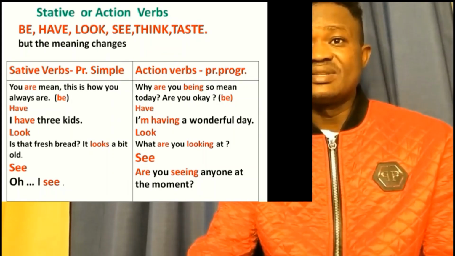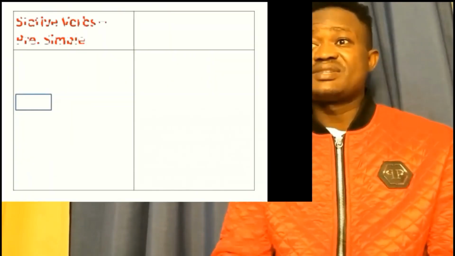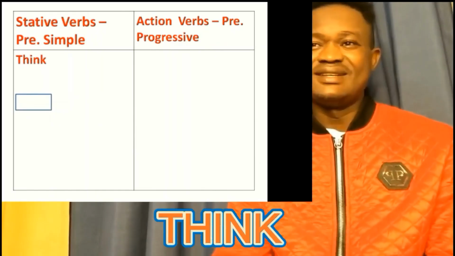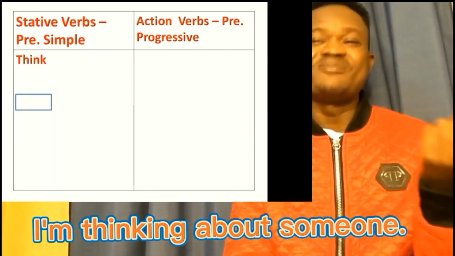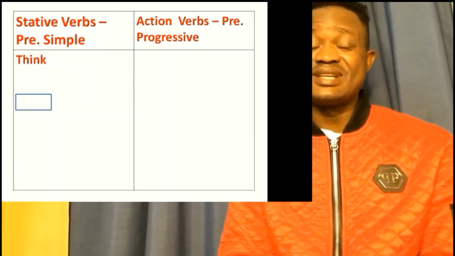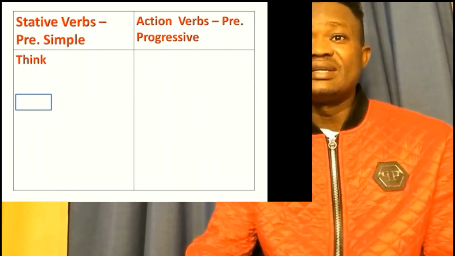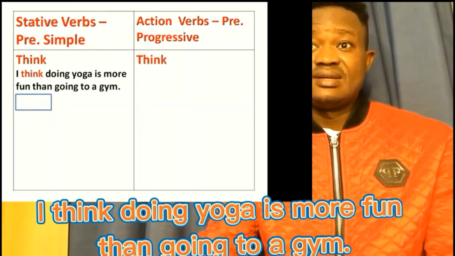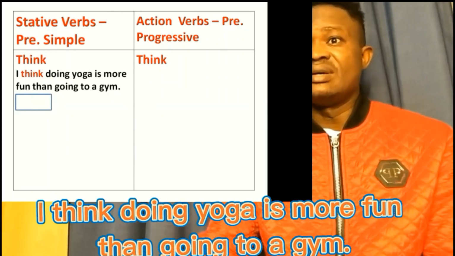Okay, all right, let's go. Stative verb, present simple. Action verb, present progressive. Think. I think. I'm using think every day, mostly in present progressive form. Yeah, I'm thinking about someone, I'm using it every day, so this is common, so that's why think can be a stative verb, and it can be an action verb. All right, so let's go. I think doing yoga is more fun than going to a gym. In a stative form. All right, let's go in an action form.